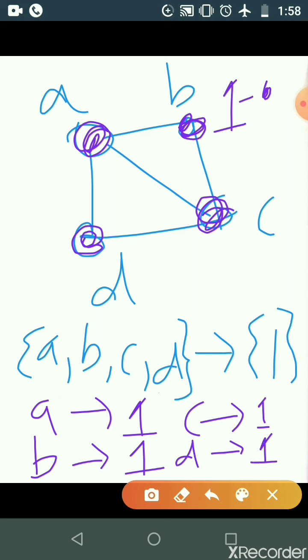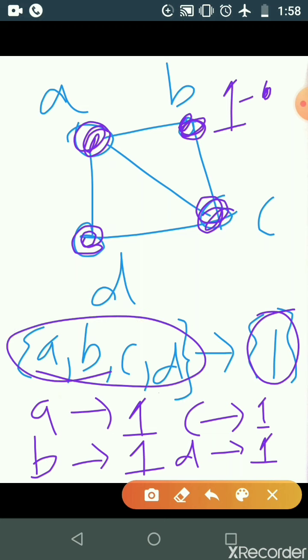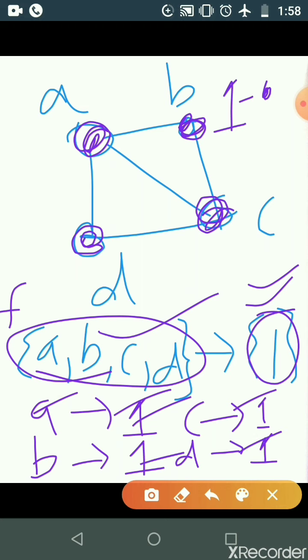If we are using one color, it means we are using one color to color all the vertices. In terms of a function, this is a function from the vertex set of G to the set of colors. Here we are using just one color. Because this is a function, all the vertices will have some color. Here we have only one color, that's why all the vertices map to one.